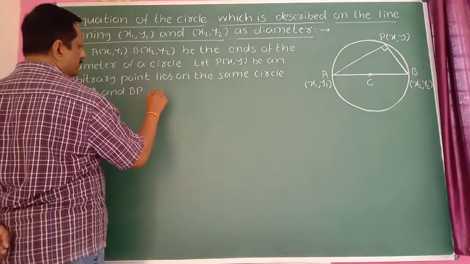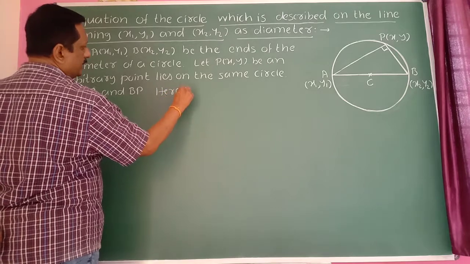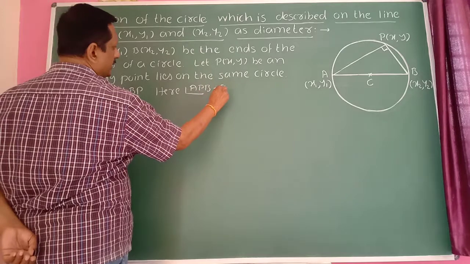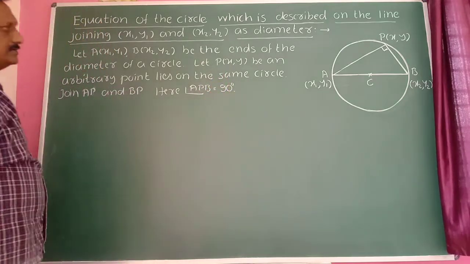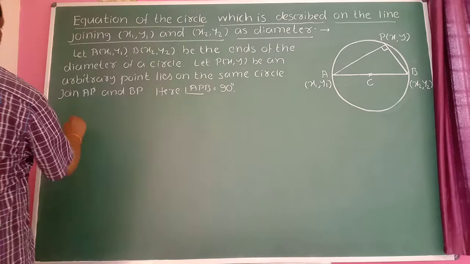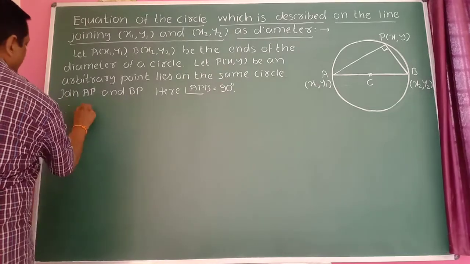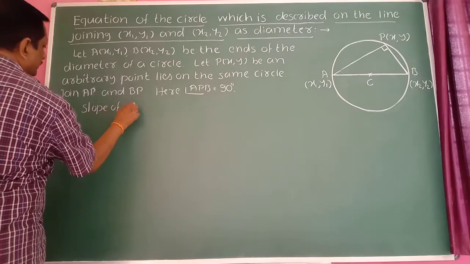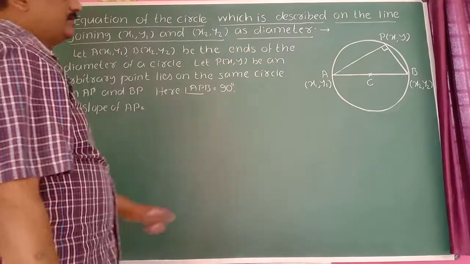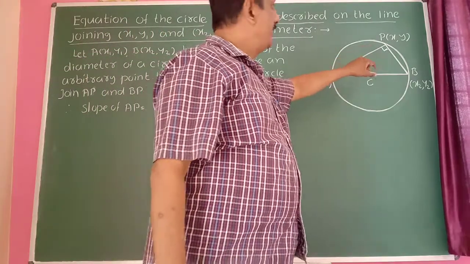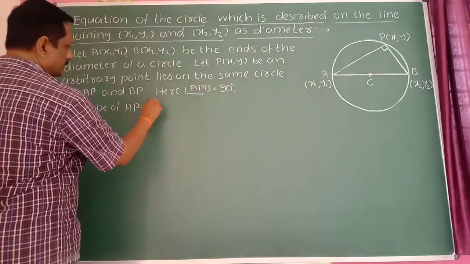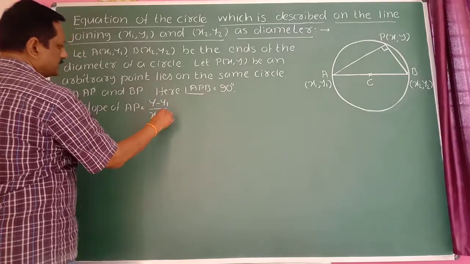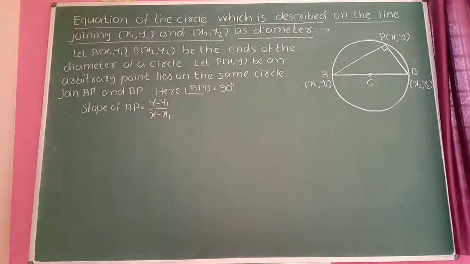So here angle APB is equal to 90 degrees, the angle in the semicircle. Therefore, the slope of the side AP. Here the slope of AP is given by (y minus y1) divided by (x minus x1). It is the slope of AP.